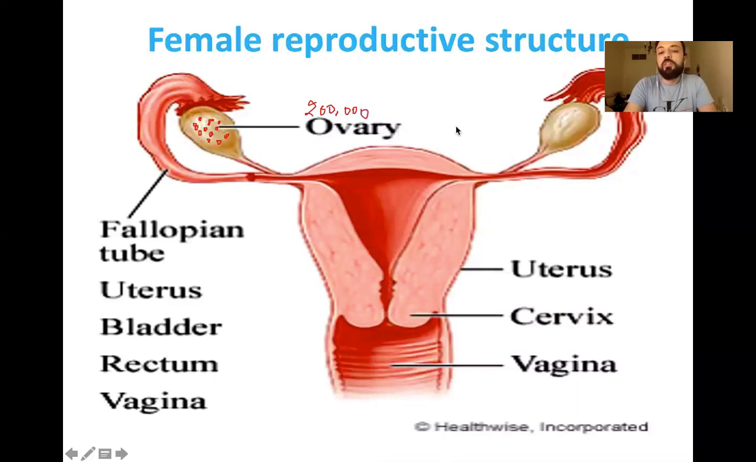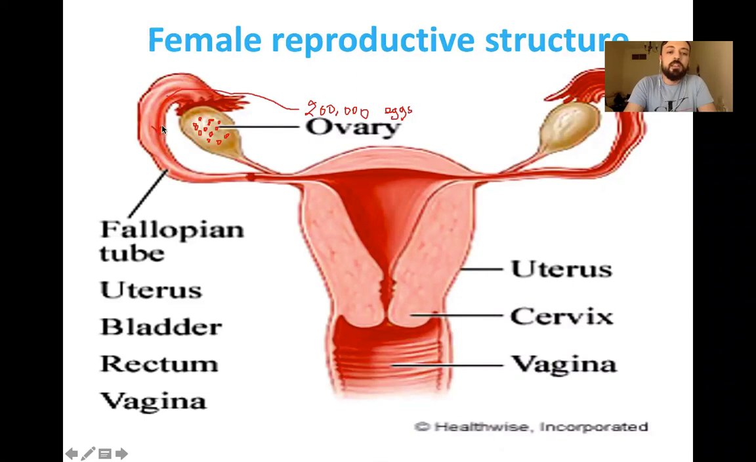Meaning that if we calculate both ovaries, females have around 400,000 eggs stored, not produced, they are stored. Production of eggs has stopped since birth. Why are they stored in the ovary? Every ovary has around 200,000 eggs. But why are they stored? For what reason? For being released, yes, in order to be released. Later, when we study the whole process, you will understand why they have a storage.